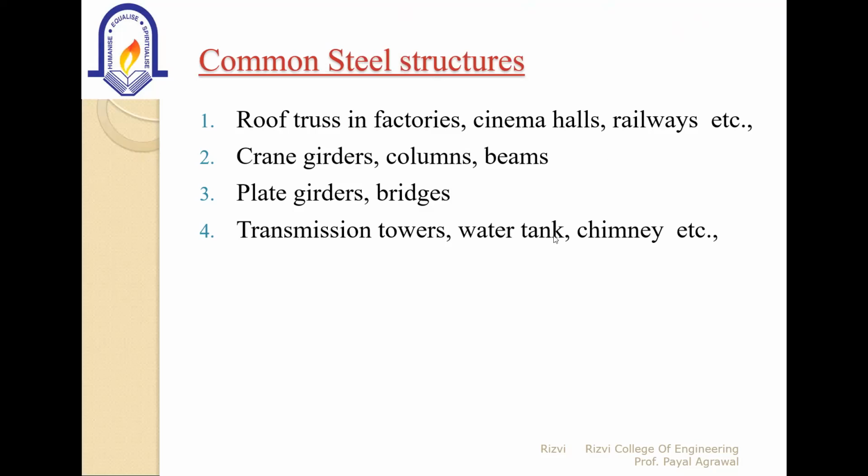If you haven't seen it, whenever you visit a station you can see the sheds up there at the top. What is used there is nothing but the roof truss, and we are going to see the design of that truss in the upcoming lectures, as well as the crane girders, columns, and the beams. Again, these are made up of the structural steel, plate girders, bridges, transmission towers, water tanks, and the chimneys. So these are the commonly used steel structures that are made up of only steel, not RCC.